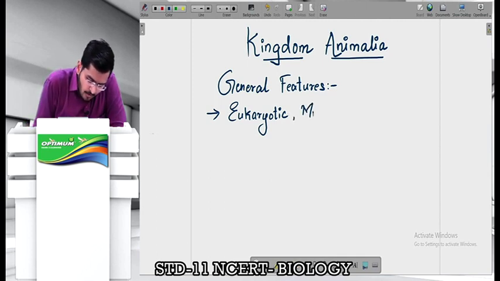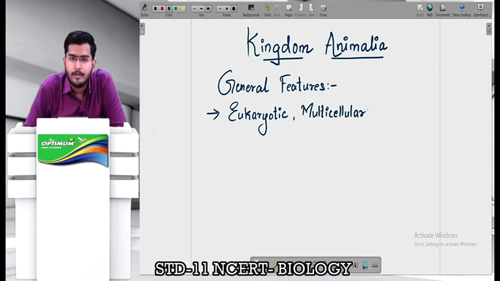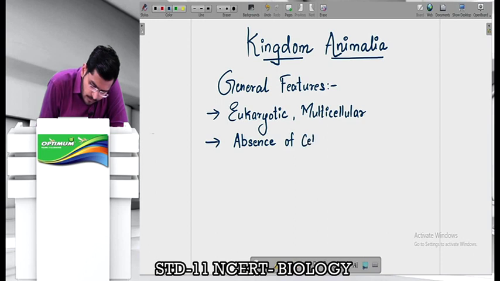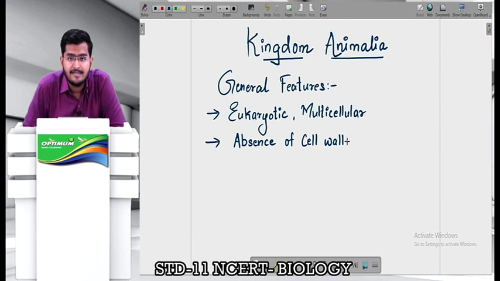Other than that, organisms included under this particular kingdom are multicellular, which means several cells are going to form the organisms which are categorized under kingdom Animalia. So they are eukaryotic, they are multicellular. Another very important feature of organisms included under this kingdom is absence of cell wall. They do not have a cell wall. Like plant cells and fungus and some bacteria, they do have a very prominent cell wall. But animal cells lack a cell wall.